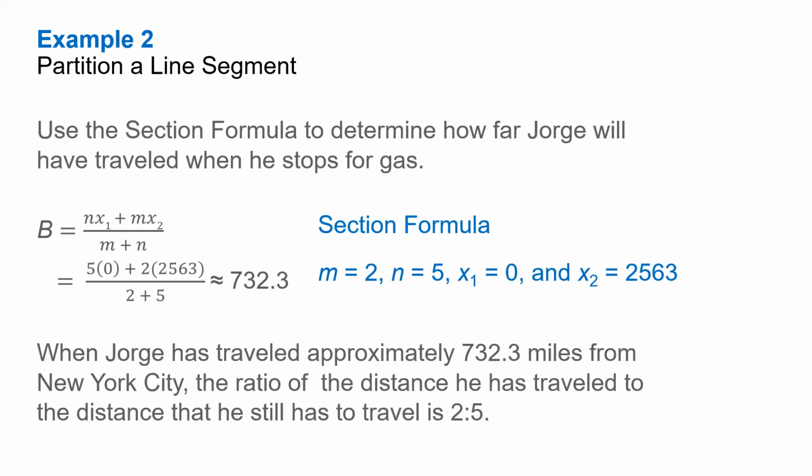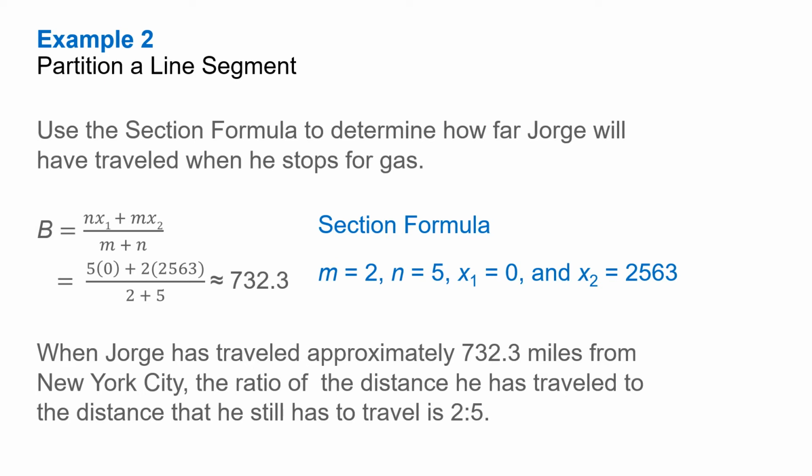So now we're going to use the section formula to determine how far Jorge will have traveled when he stops for gas. So we're going to substitute 2 for M, 5 for N, 0 for x1, and 2,563 for x2. When we simplify, we get 5 times 0 is 0. 2 times 2,563 is 5,126. And then in the denominator, we have 7. If we add 0 and 5,126, we end up with 5,126.